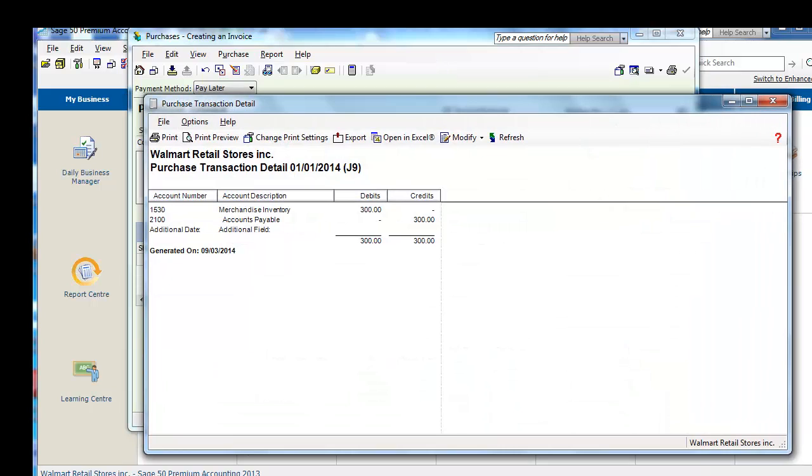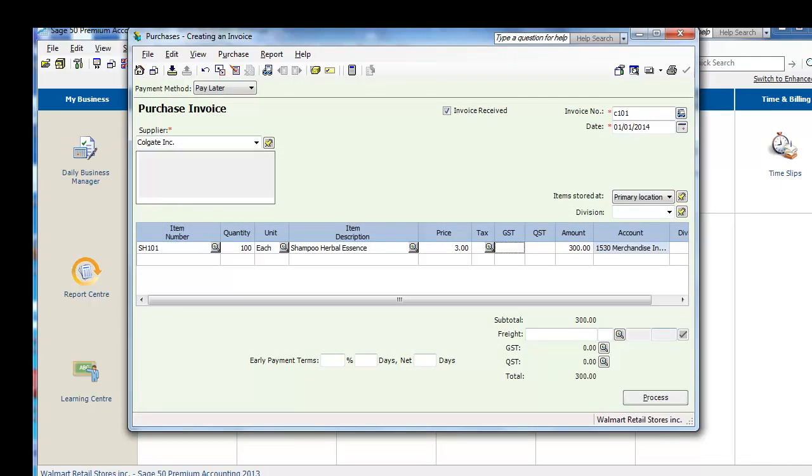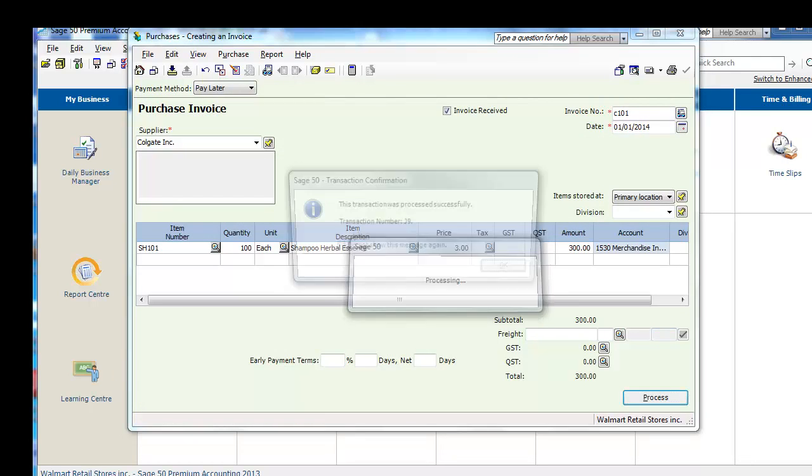Here we go. Merchandise inventory of $300 and accounts payable of $300. We're paying this transaction at a later time. So let us process this purchase.